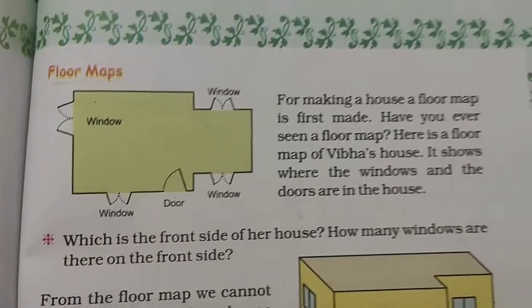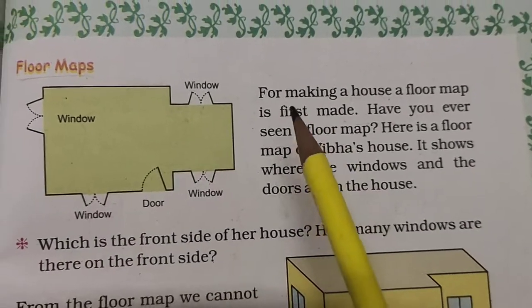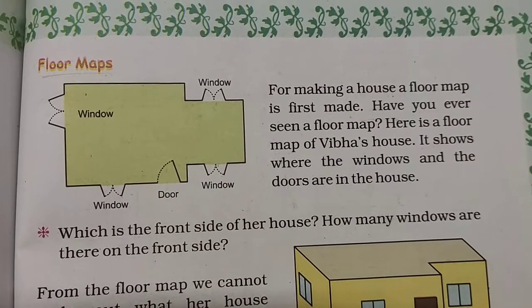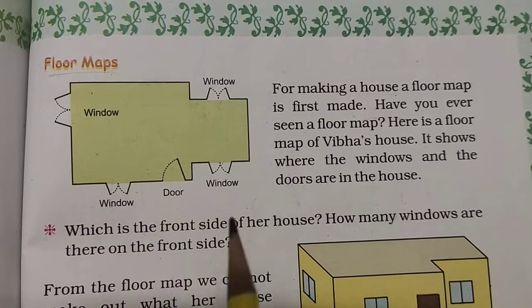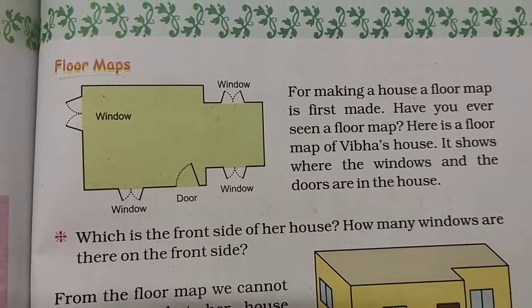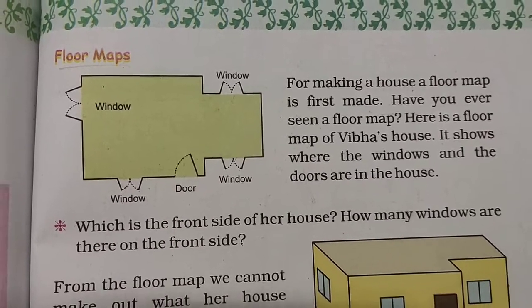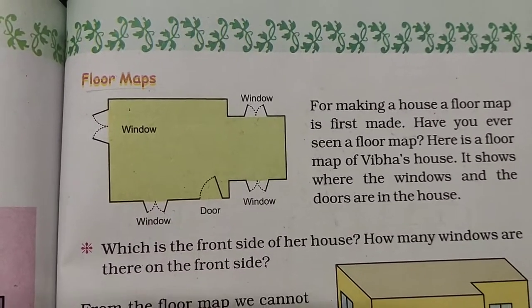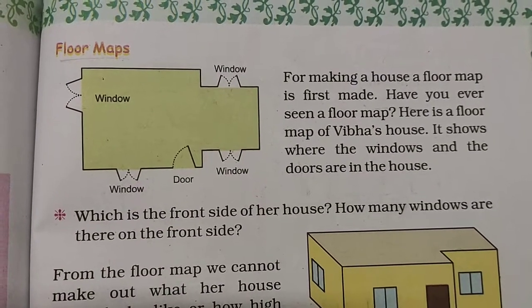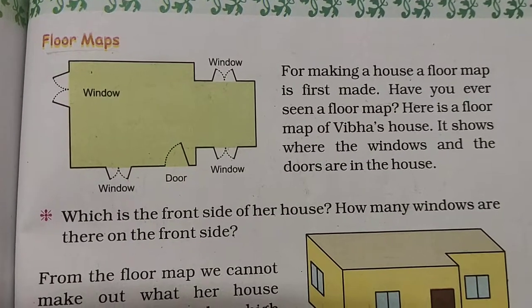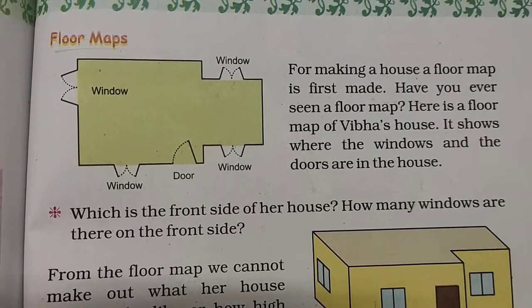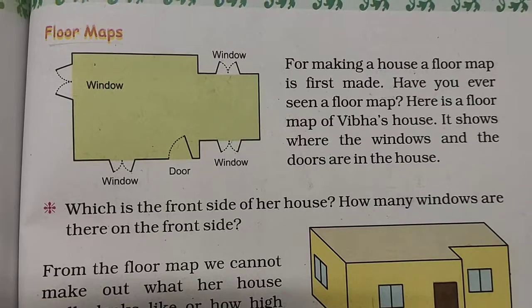Let's read what is given here. For making a house, a floor map is first made. A floor map is a basic thing which is made before construction of a house. The architect is the person who makes the drawing and the floor map of your house before its construction. Have you ever seen a floor map?